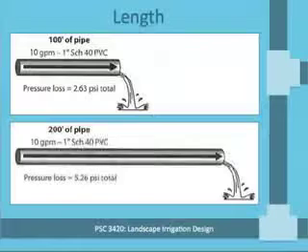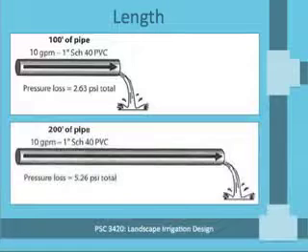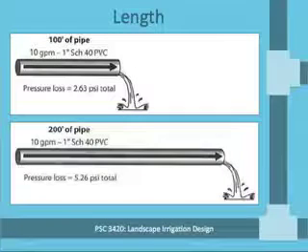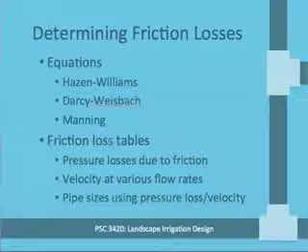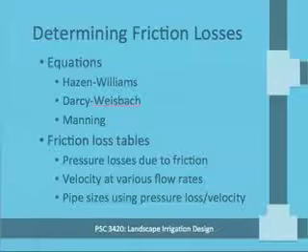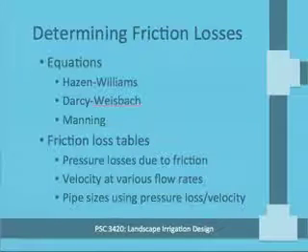All four of the factors that I've just talked about, velocity, inside pipe diameter, pipe surface roughness, and pipe length, are used to determine friction loss and ultimately dynamic pressure in an irrigation system. But how are those friction losses determined? We've identified those factors, but the way that the friction losses are actually determined involves the use of several equations.